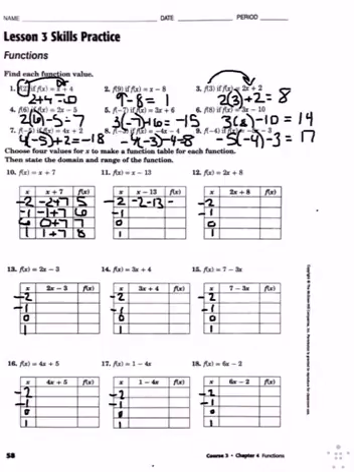-2 minus 13 is -15. -1 minus 13 is -14. 0 minus 13 is -13. 1 minus 13 is -12.